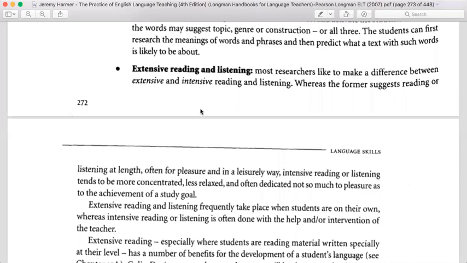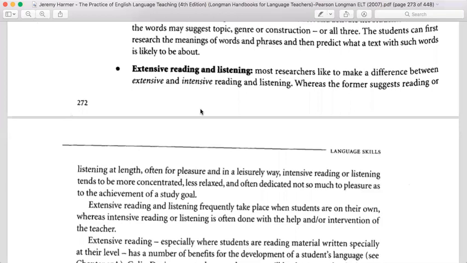So let's talk about extensive listening. Extensive listening helps students acquire vocabulary. Because you must have seen that students who are in the habit of pleasure reading are always better writers, because they are able to acquire more vocabulary and the correct forms of grammar.